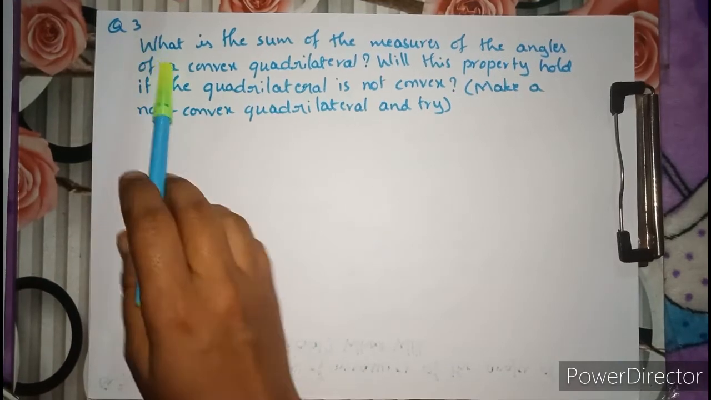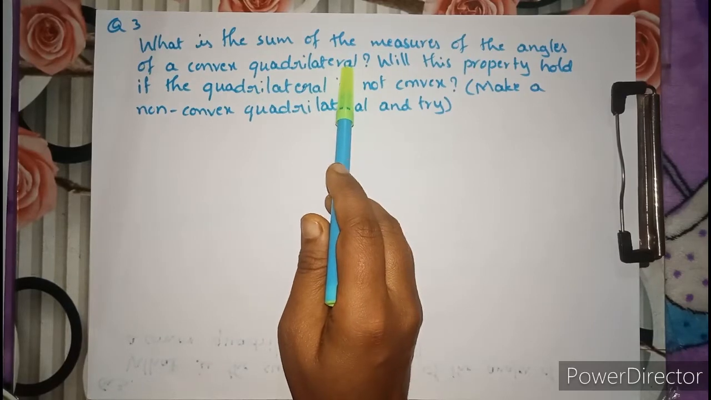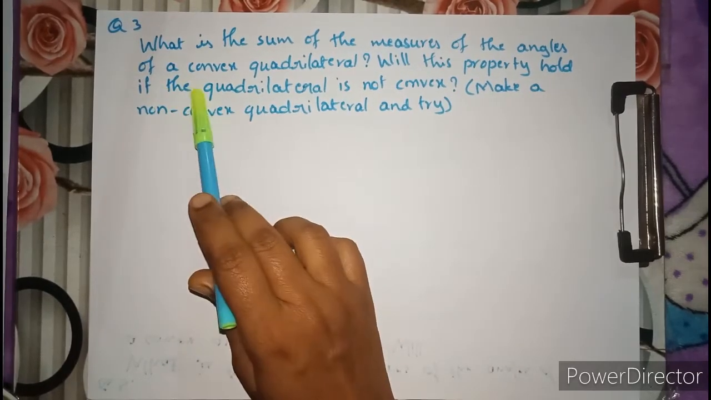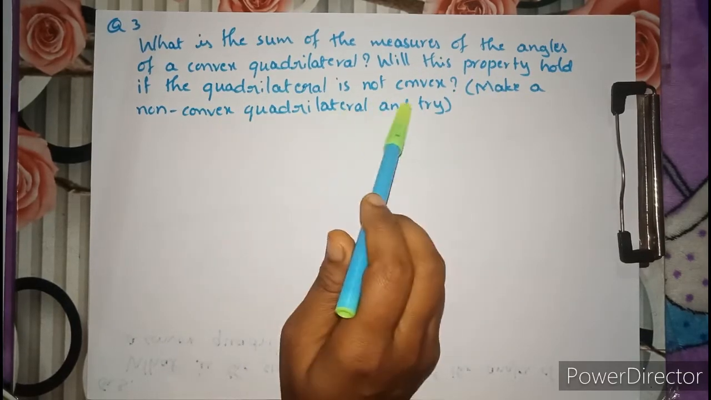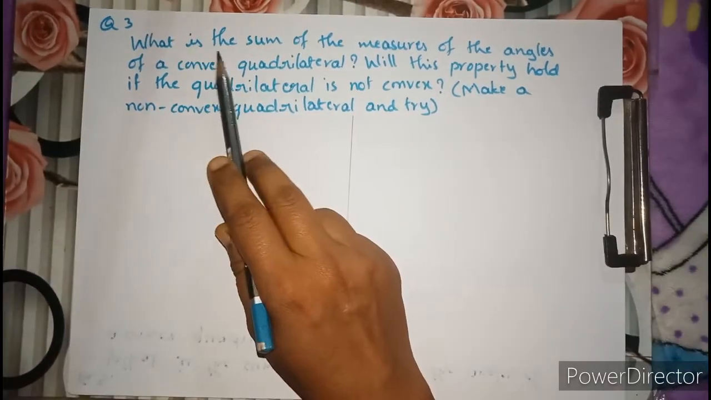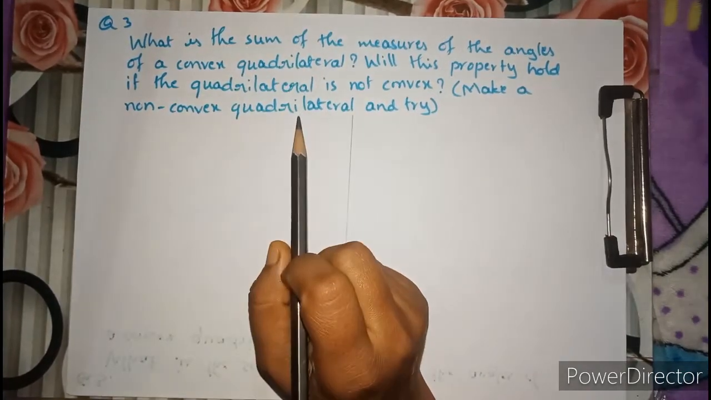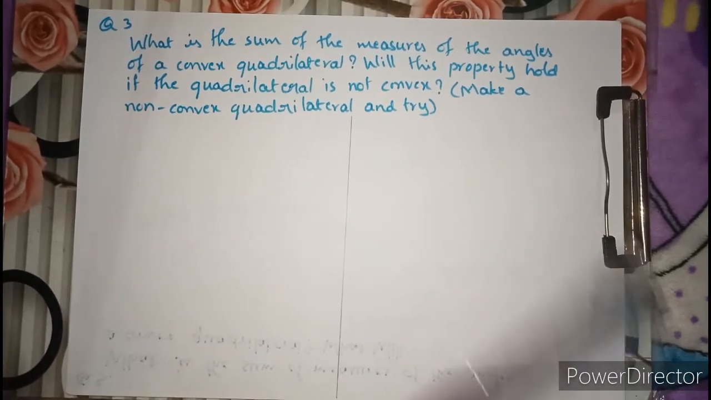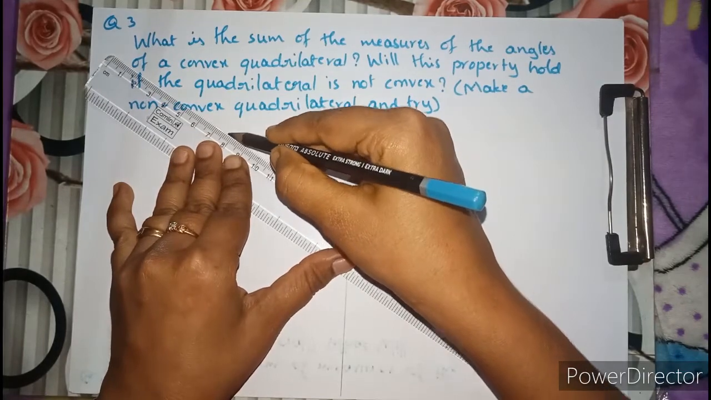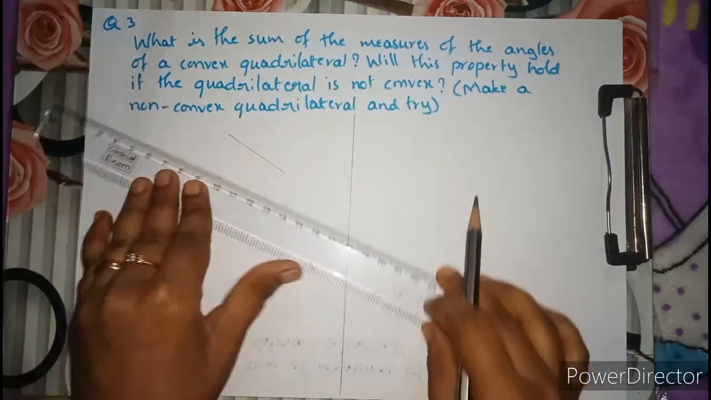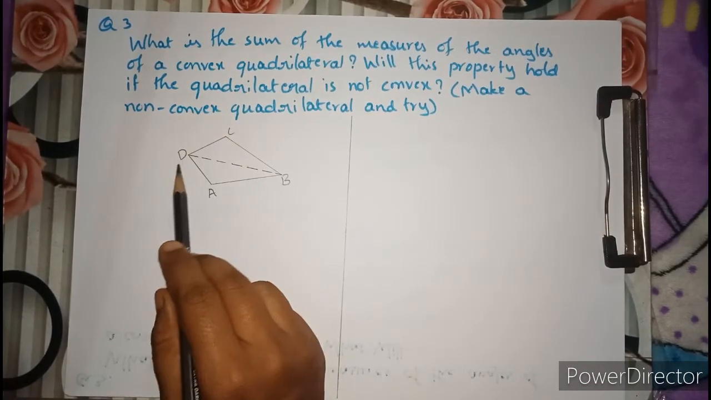Question number 3. What is the sum of measure of the angles of a convex quadrilateral? Will this property hold if the quadrilateral is not convex? Make a convex quadrilateral and try. Draw a convex quadrilateral. Convex quadrilateral means diagonals must be interior. Okay, draw a convex quadrilateral ABCD.